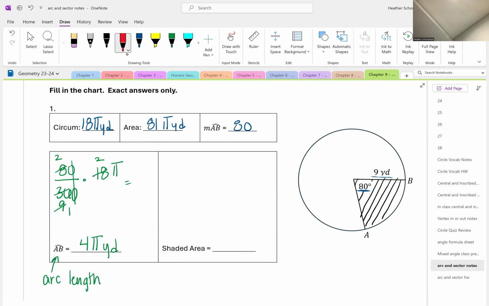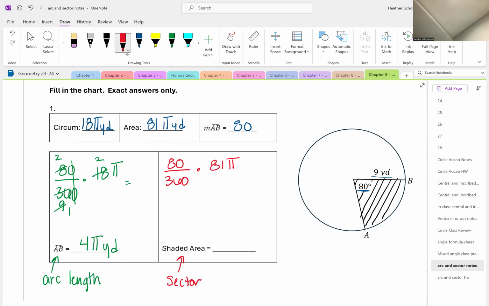All right, now we're going to repeat this again, but this time we're going to find the shaded area, and the shaded area is a sector. So we're going to use a sector formula. So it's going to be the degree 80 over 360 times the area.